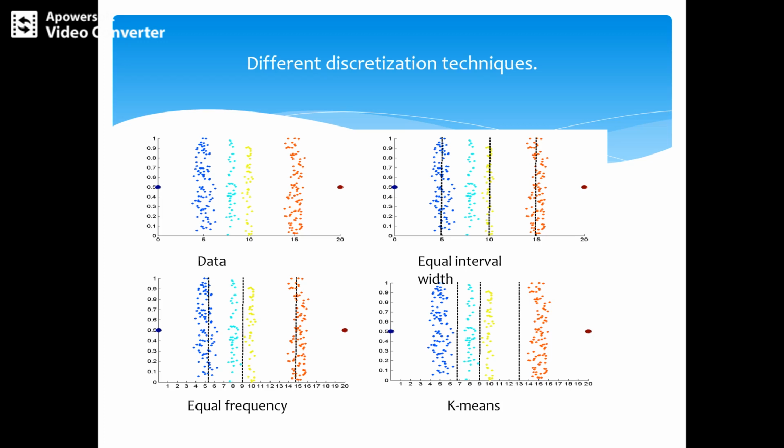So these are the different discretization techniques that have been formed here. Assume the data in the original data set. With equal width intervals, when we divide into equal widths, the data will appear like this; with equal frequency, it appears like this; and when we apply the k-means algorithm here, it will look like this.